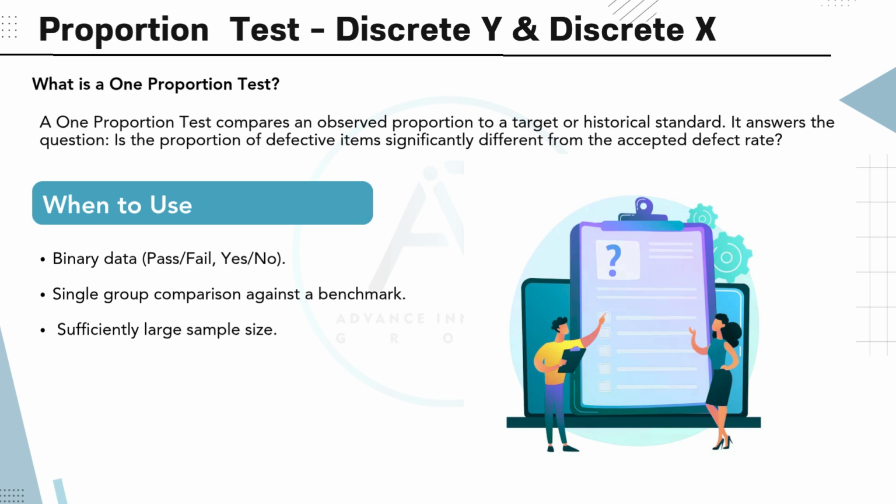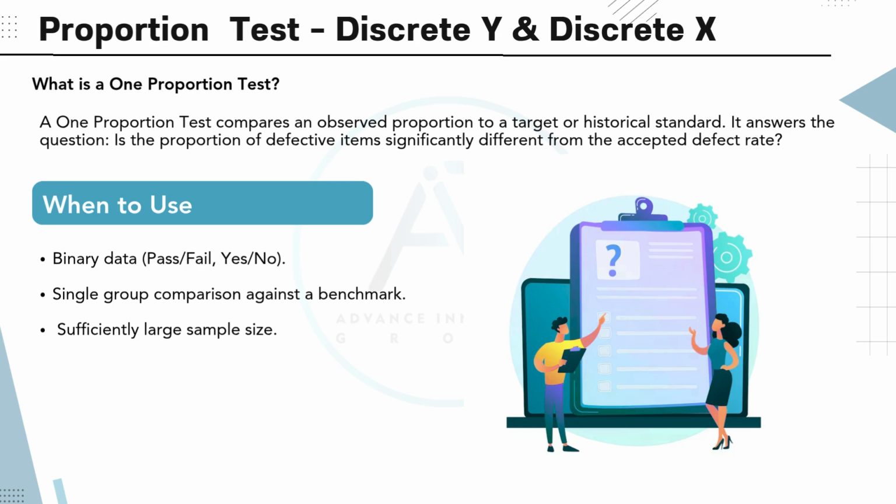Now, when should we use this test? First, the data must be binary, meaning outcomes are classified into two categories, like pass, fail, or yes, no. Second, we are only comparing one group to a known standard, not two groups to each other. Lastly, it works best with a sufficiently large sample size to ensure statistical validity. We'll look at the assumptions and steps shortly, but this gives you a good foundation for when and why you'd apply this test.